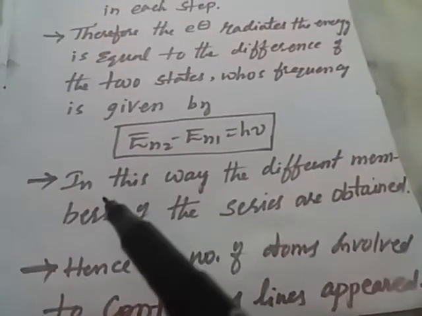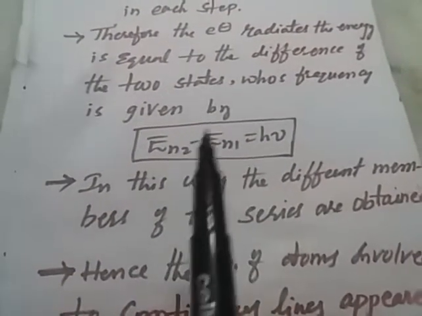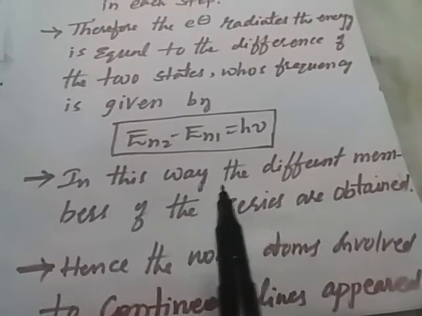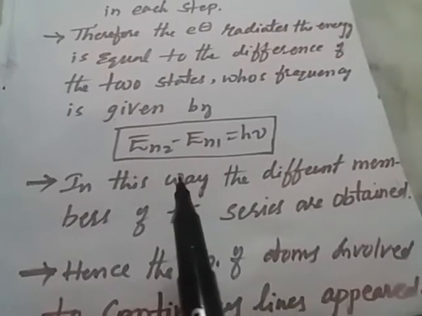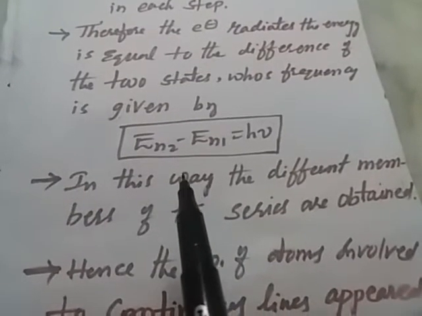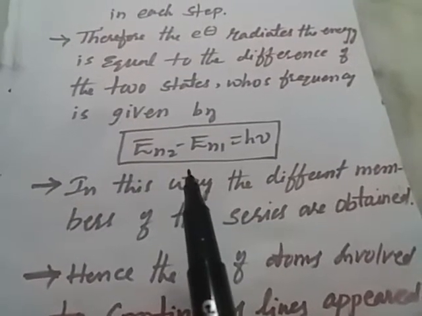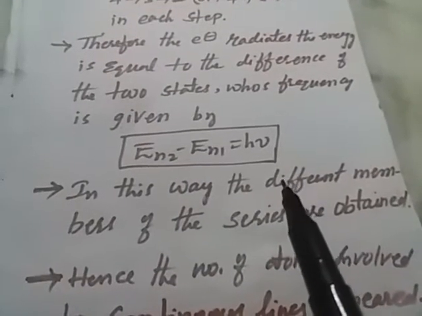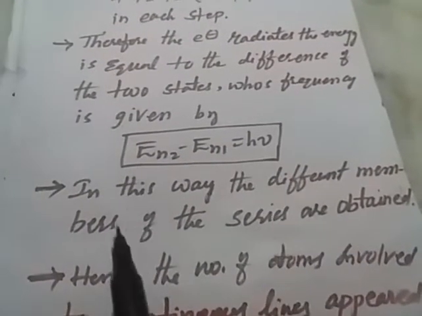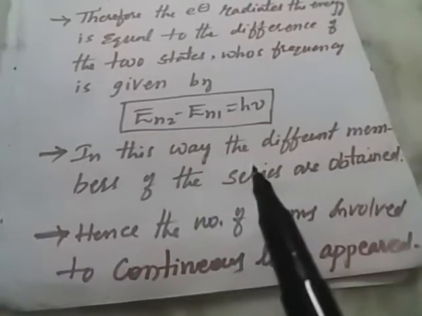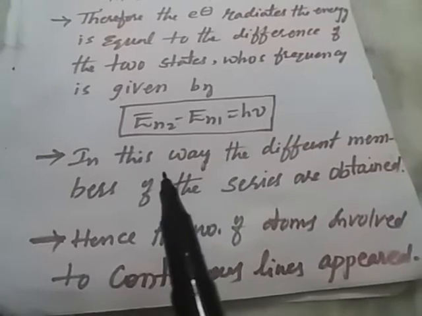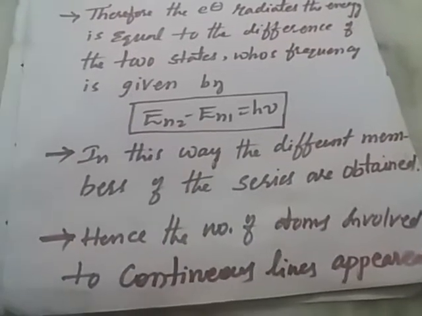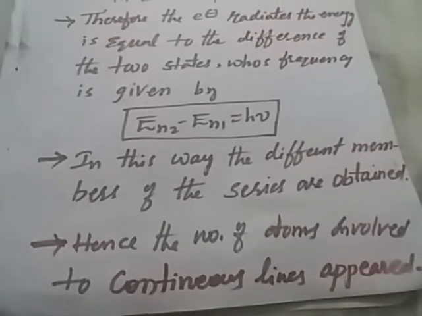The next point: in this way the different members of the series are obtained. See here students, in the last class we studied the Lyman, Balmer, Paschen, Brackett and Pfund series, where the first member, second member and limiting member are determined using the wavelength formula or wave number formula, the Rydberg formula.